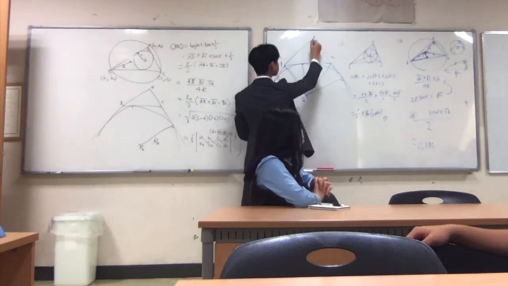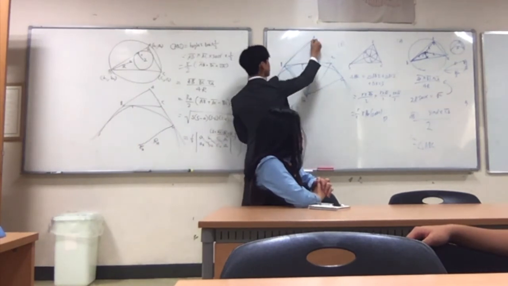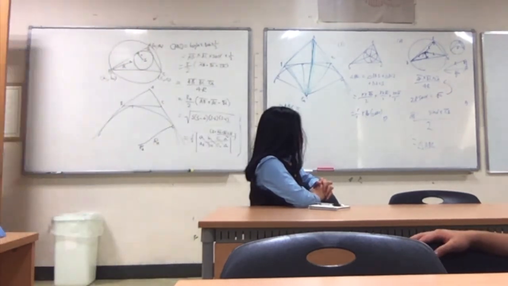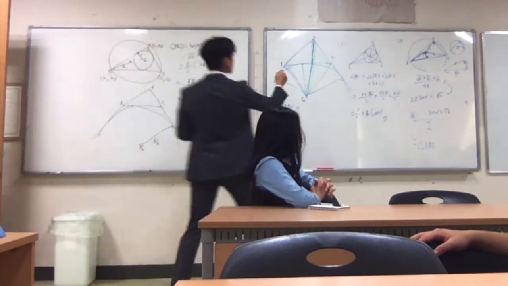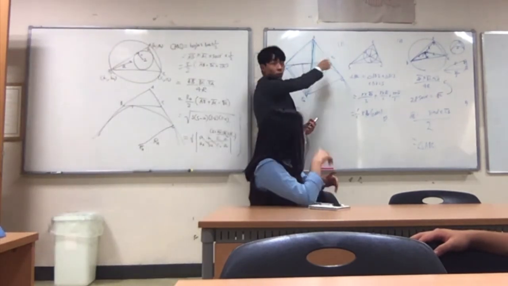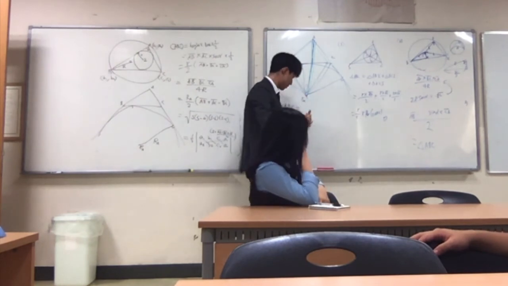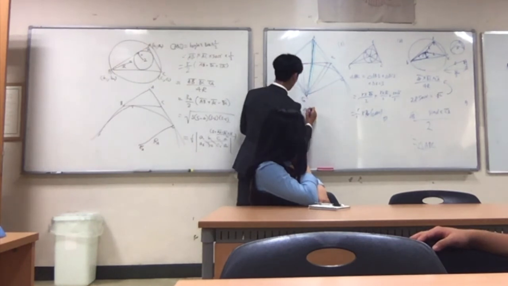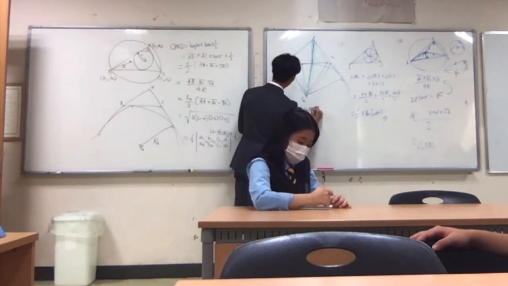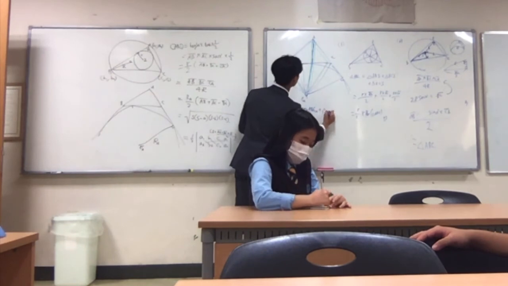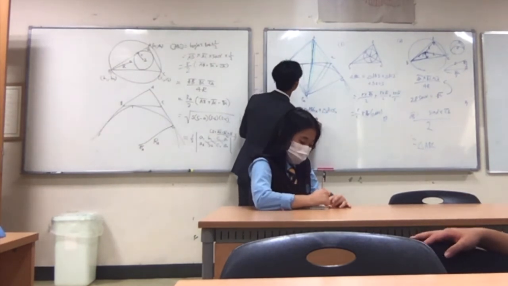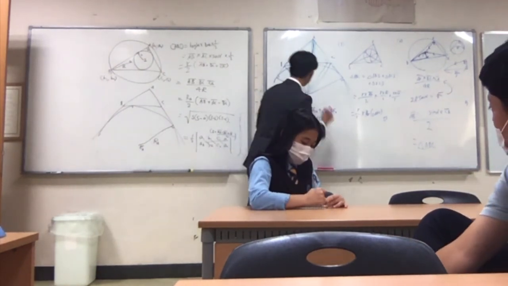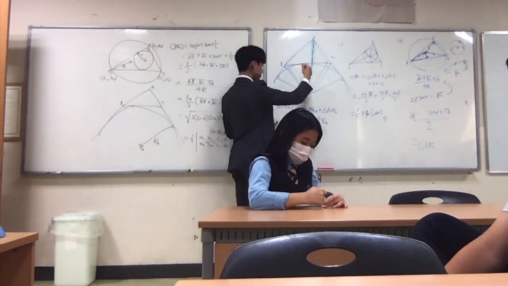I'll use a different color. This triangle plus this triangle, and then if we subtract this triangle right here, we would get ABC. Is that clear? So to put that into an equation, ABC would be ABEA plus ACEA, and then BCEA is subtracted from it.